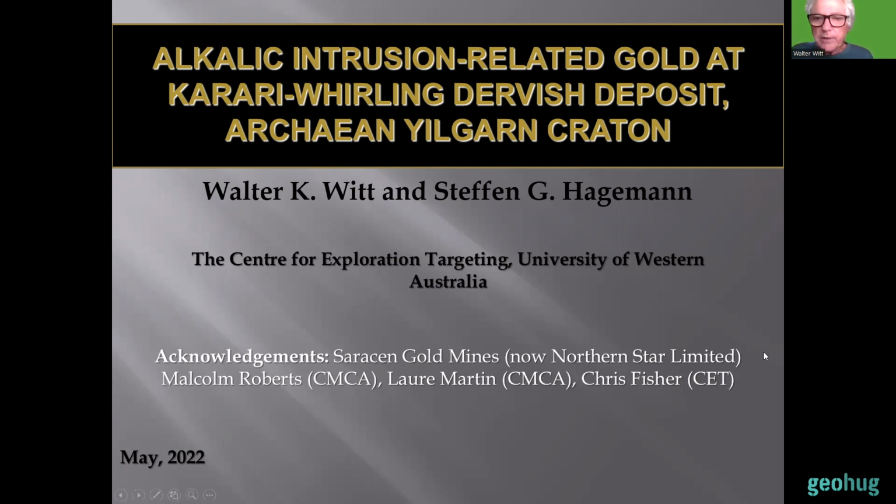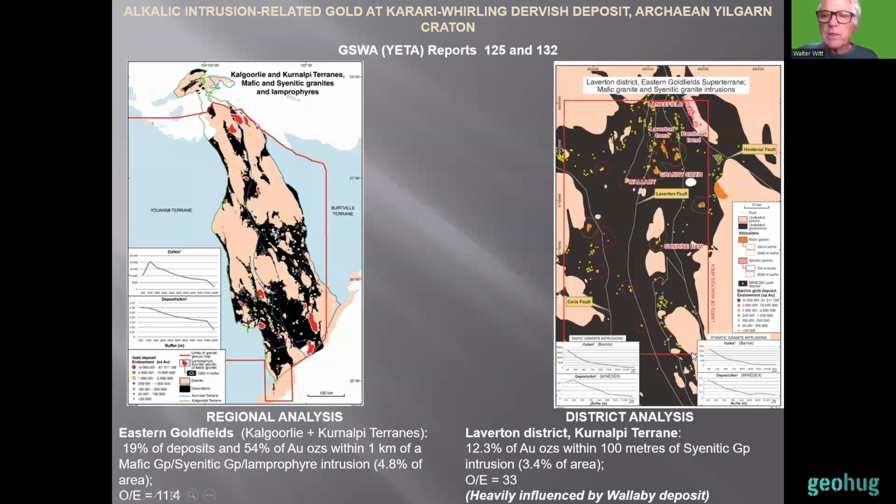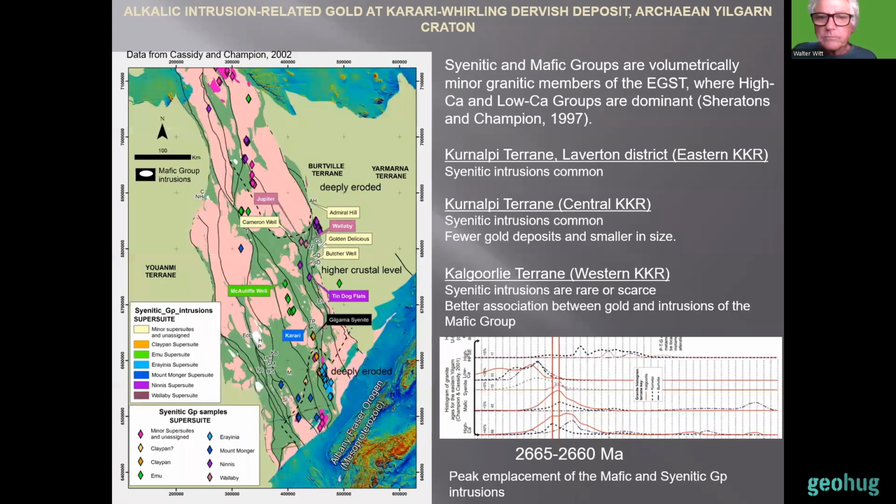The Yilgarn Exploration Targeting Atlases established a statistical association between gold and intrusions of the mafic and syenitic groups in the eastern goldfields of the Yilgarn Craton. The syenitic and mafic groups are volumetrically minor components of a much larger Yilgarn granite history dominated by high calcium and low calcium granite groups.